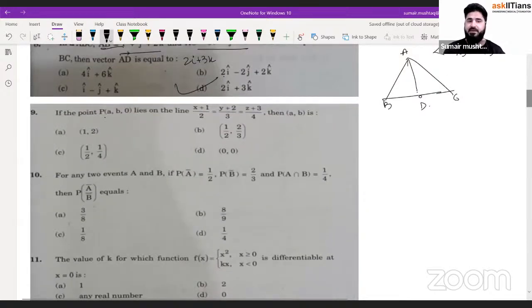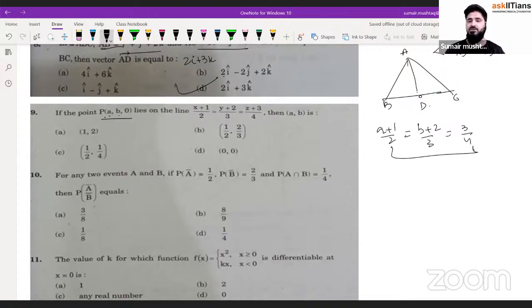If P is (a, b, 0) and this is the line, then find if point P lies on the line. That means the coordinates of the point will satisfy the line, isn't it? So I can take the value of x as a. So this will be a plus 1 by 2 is equal to b plus 2 by 3 is equal to z is 0, that is equal to 3 by 4.